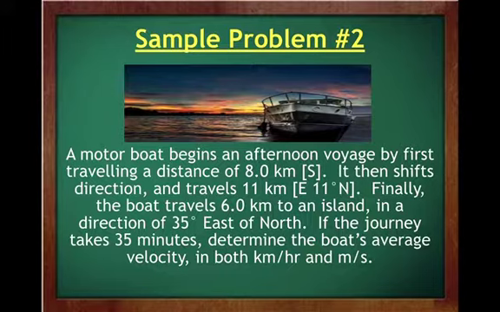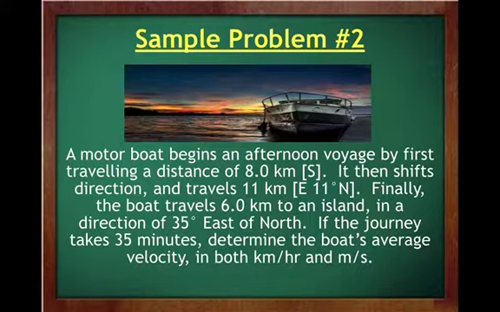What ends up happening is we start by going 8 kilometers, because the motorboat begins an afternoon voyage by first traveling a distance of 8 kilometers south, right? It then shifts directions and travels 11 kilometers east, 11 degrees north, okay? And then finally, the boat travels 6 kilometers to an island in the direction of 35 degrees east of north, right? Or you could also write that as north 35 degrees east, right? Because you're starting at north and going 35 degrees to the east, right? You're going east of the north, okay?